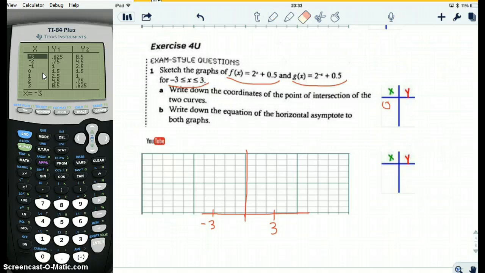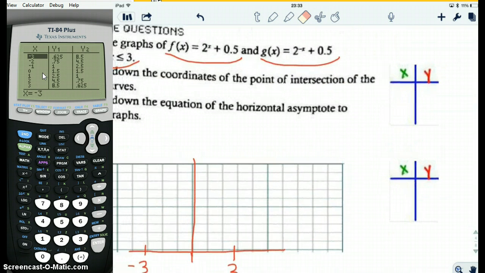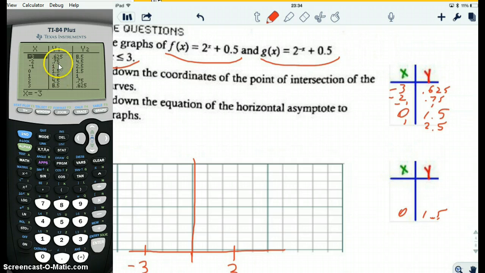We'll mark it here: (0, 1.5). Now the first function at -3 is equal to 0.625. At -2, it's equal to 0.75. And at -1, it's equal to 1. And at 0, it's 1.5. And at 1, it's 2.5. I'm just copying these numbers from this table right here. And 2 is 4.5. And 3 is 8.5. Now let's look at the other table.